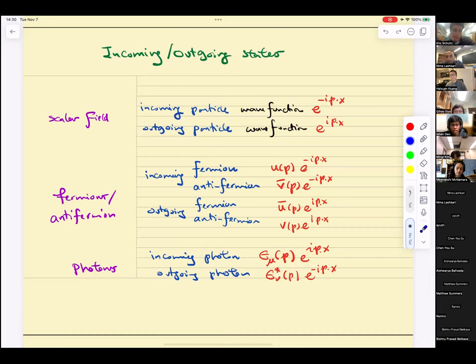For photons, we're going to come to this when we discuss QED, and discuss it in a lot more detail. I just want to say this because for some of the examples that we're going to look at, I want you to know in advance how this generalizes if you replace one of these scalars with photons. Okay? Any questions about incoming and outgoing particles? So these are the incoming and outgoing wave functions for single particles. Are we good?